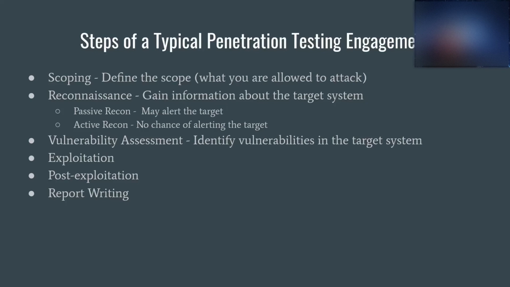Reconnaissance. Gathering information about the target system. There are 2 types of reconnaissance: passive reconnaissance and active reconnaissance. When doing passive reconnaissance, the means by which information is found won't alert the target to what you are doing. For example, OSINT, or open source intelligence, is a method of passive reconnaissance. This can be social media scouring, Google Maps and Street View, and other means.